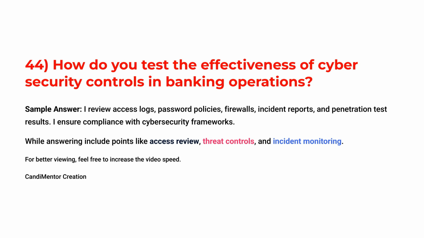While answering, include points like follow-up checks, evidence review, and escalation. How do you test the effectiveness of cybersecurity controls in banking operations? Sample answer. I review access logs, password policies, firewalls, incident reports, and penetration test results. I ensure compliance with cybersecurity frameworks.